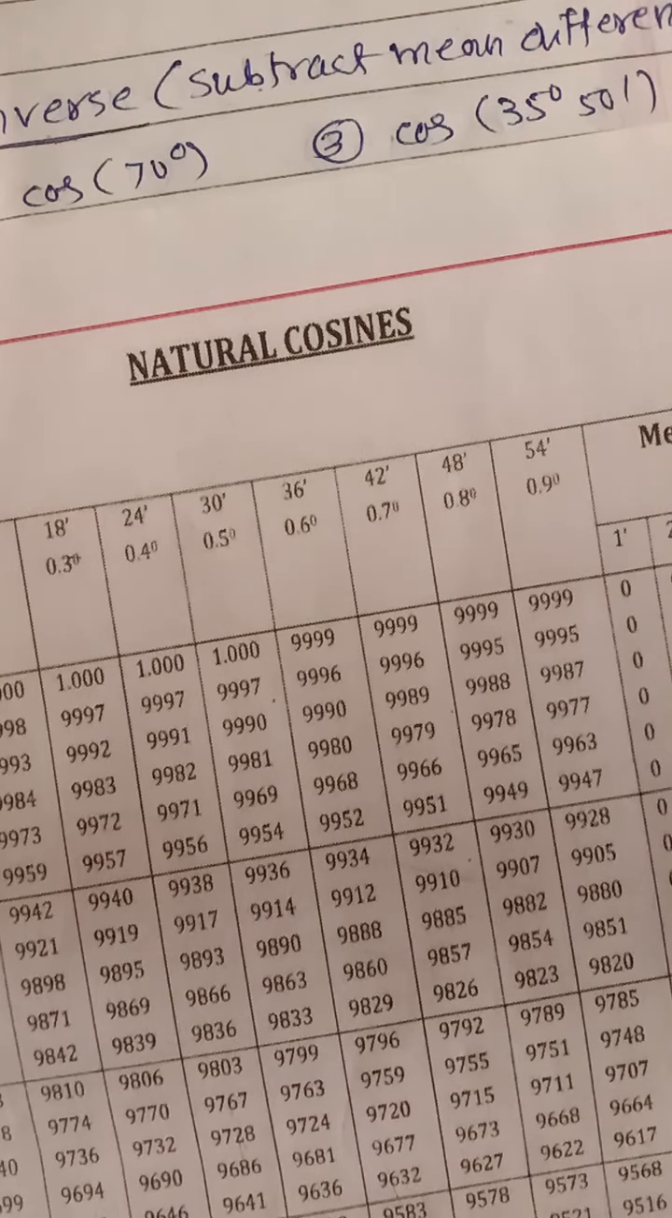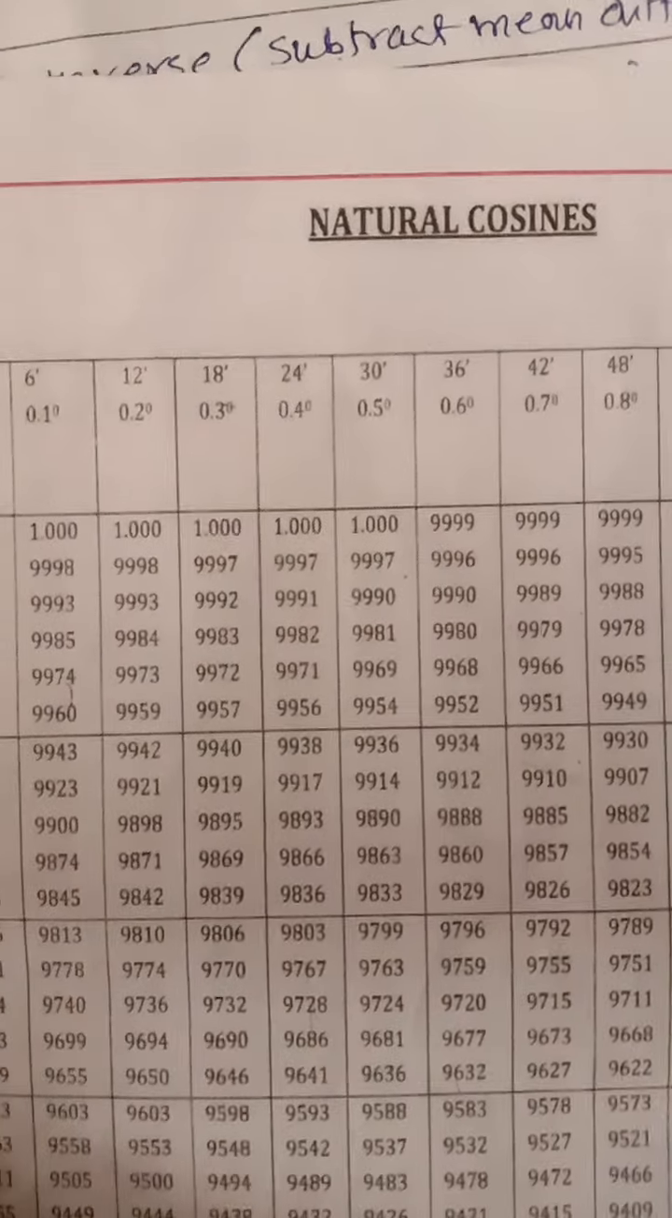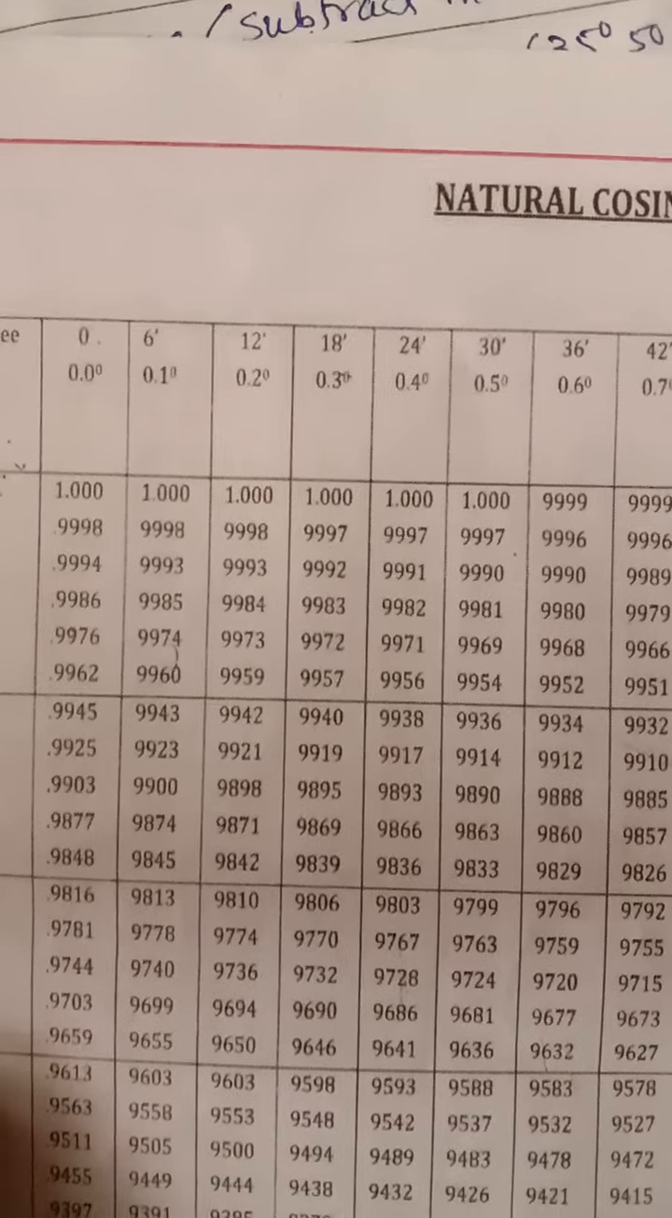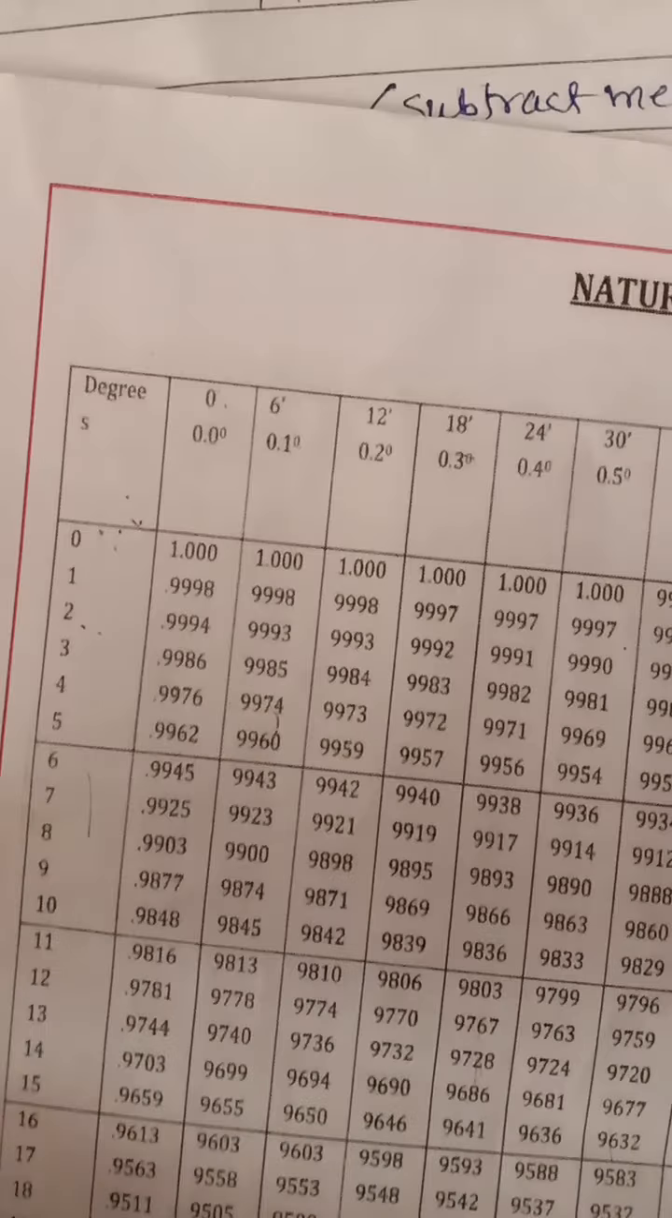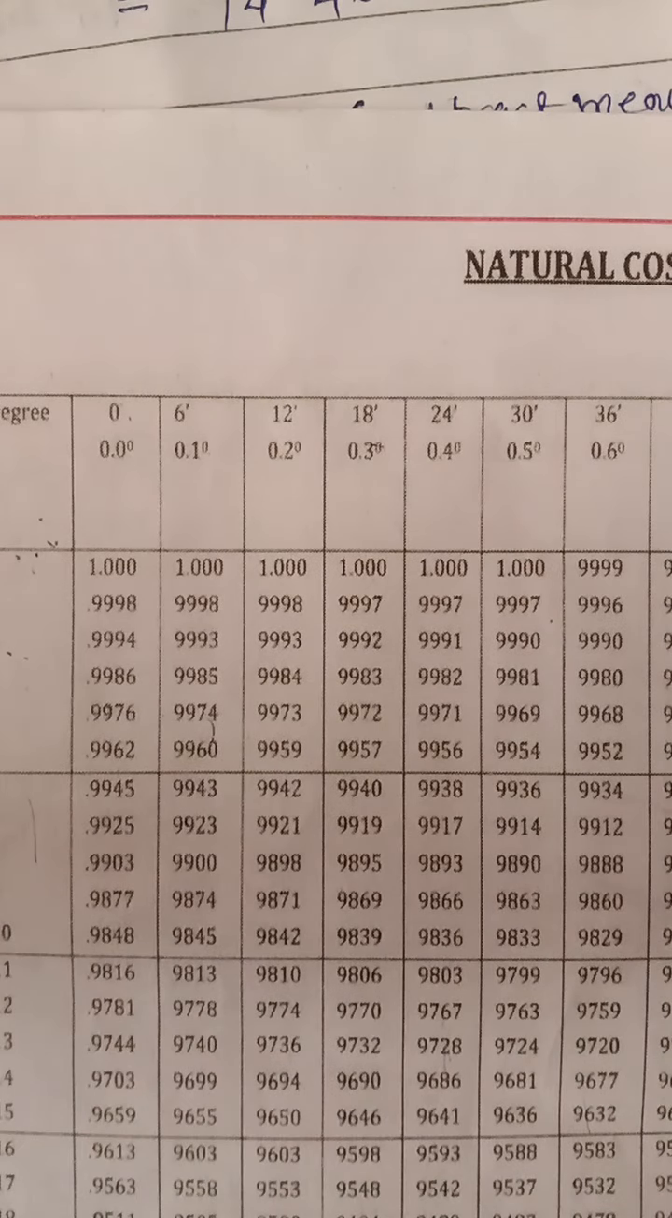That is, in this case of cosine values, as cos 0 is equal to 1 and cos 90 is equal to 0, we can say that the cos values will decrease from 1 to 0, from 0 degree to 90 degree, and therefore in this case we will have to subtract that mean difference. To find the cosine or cos inverse, we subtract the mean difference because the value of cos of the angles from 0 to 90 degree goes on decreasing.